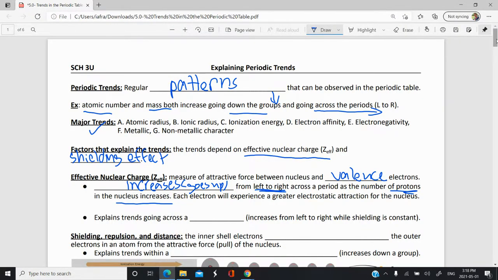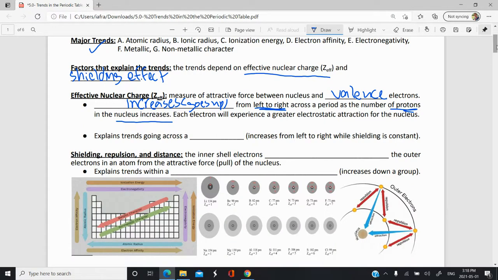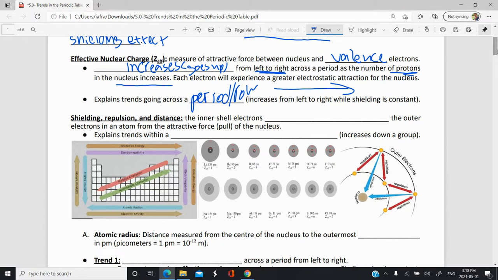So generally, the effective nuclear charge is used to explain trends going across a period or across a row. So like this. And that's because, again, the shielding is constant. Now, shielding, repulsion, and distance, that's the idea that as you go down a group, there's more and more shells. And so the outer electrons, even though there might be more protons in the nucleus, don't experience a strong pull just because there's more electrons in between the outer electrons and the nucleus.